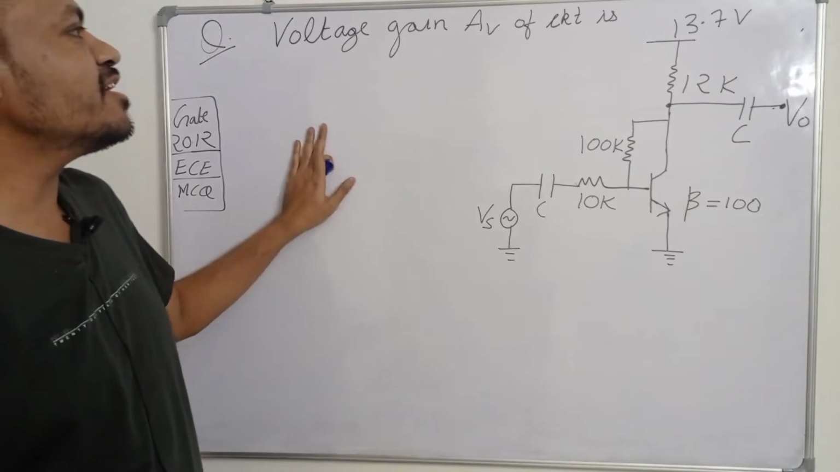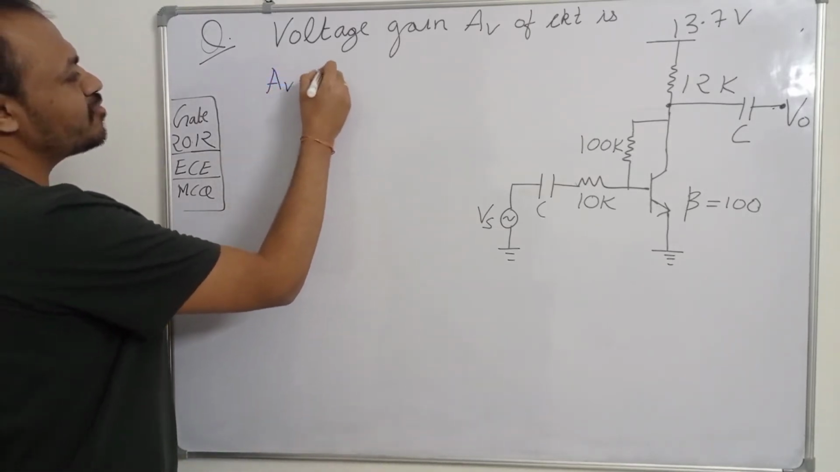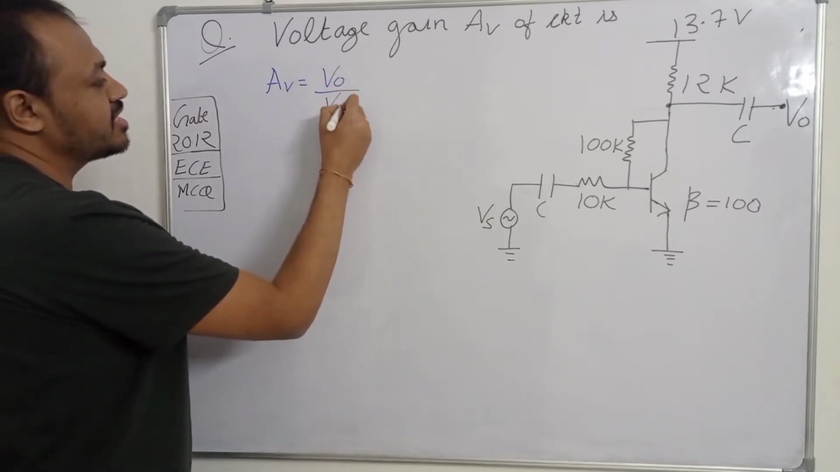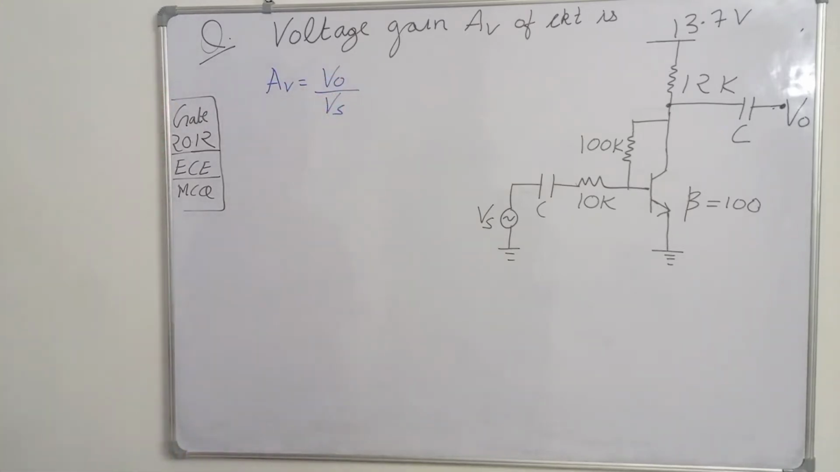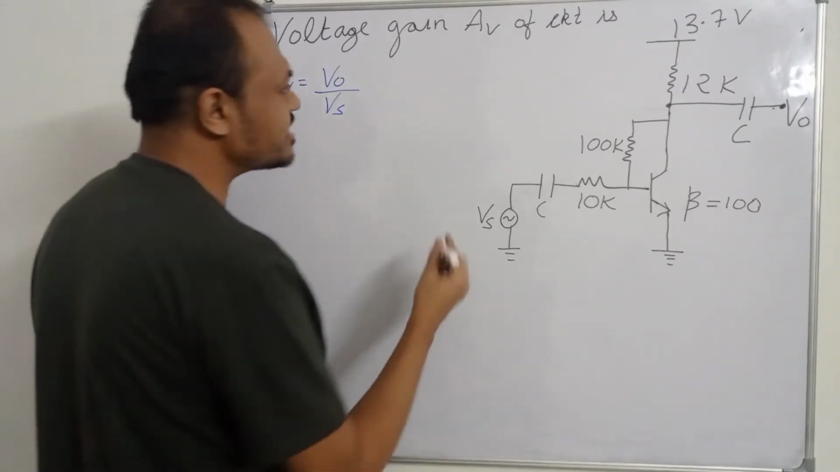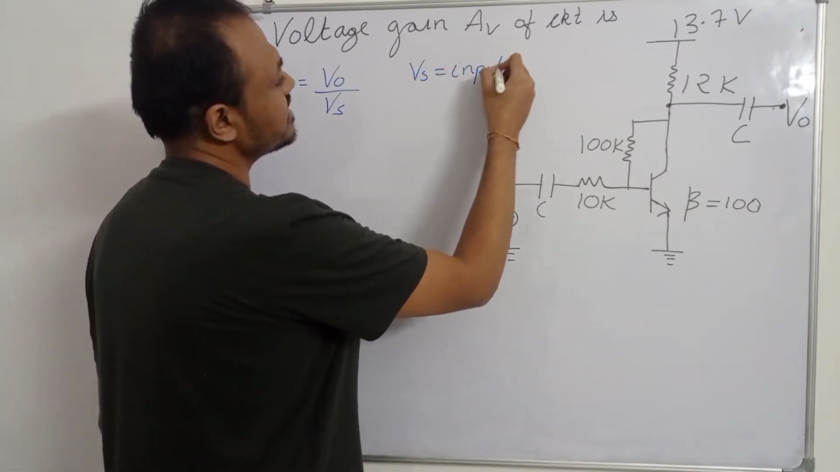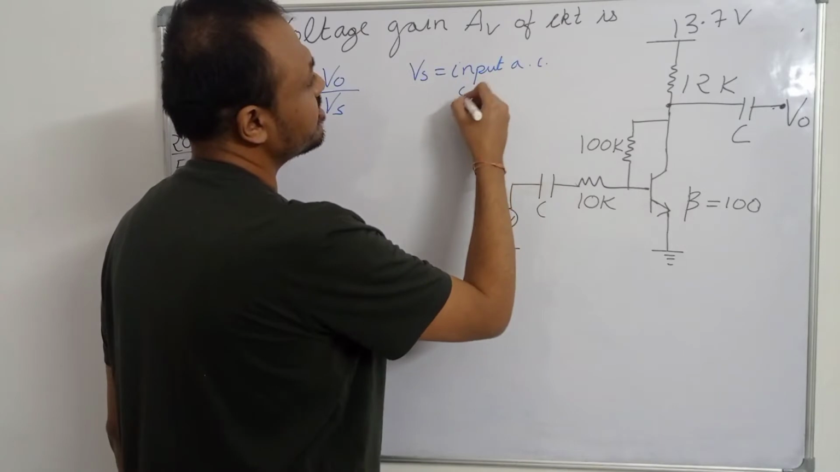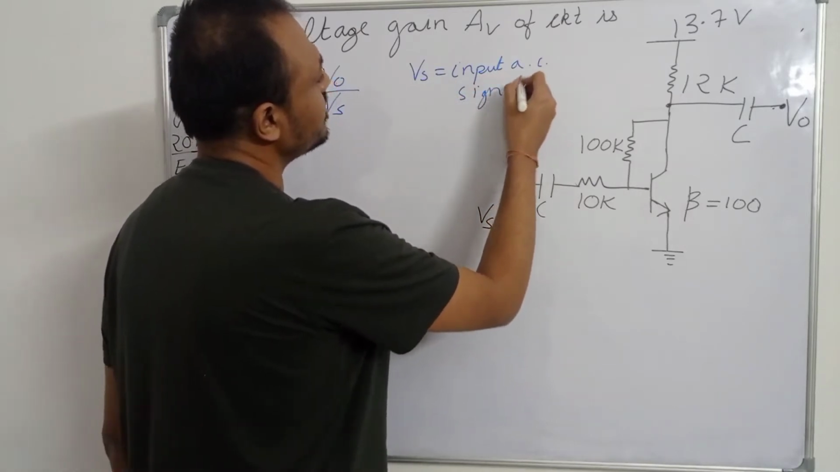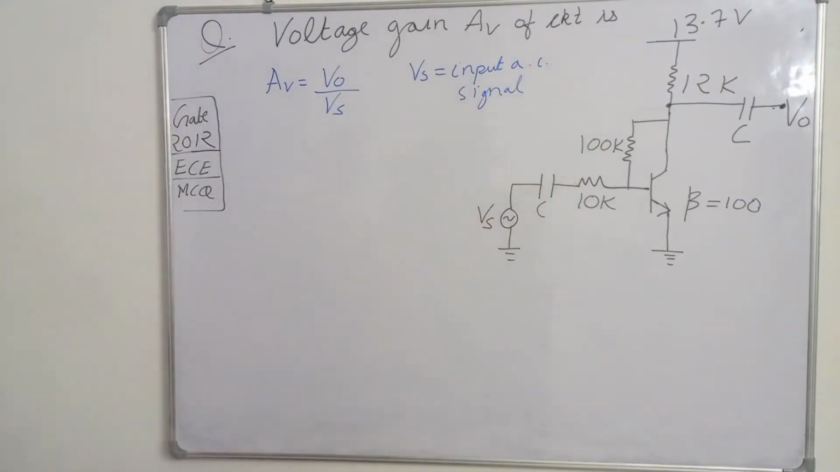So we have to find the value of voltage gain of this circuit. Means we have to find the value of V naught upon Vs, where Vs is your input AC signal. And 13.7 volt is your VCC bias, VCC bias means DC bias. So in this way we have to solve this question.